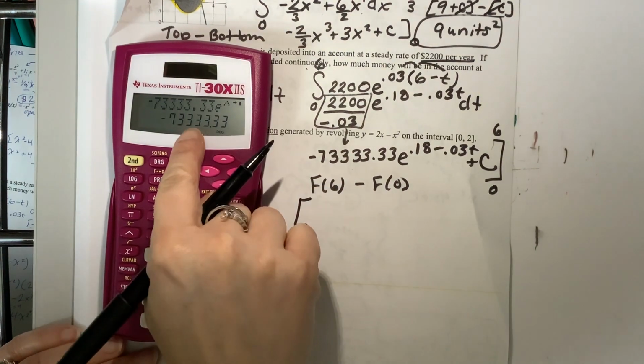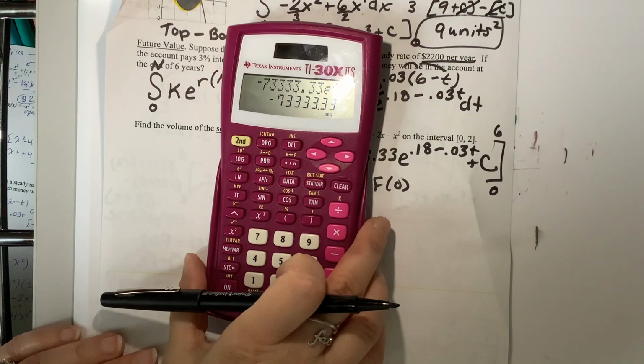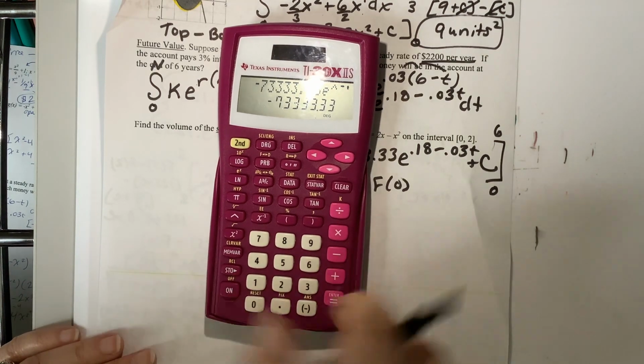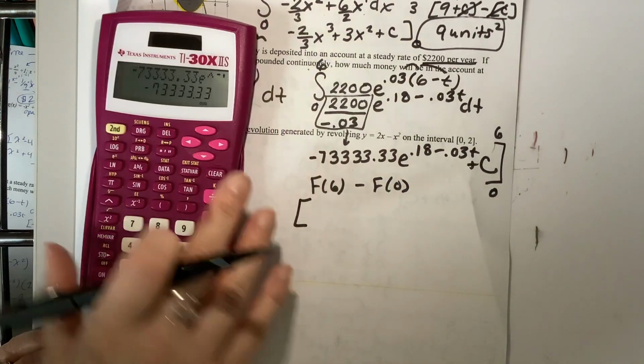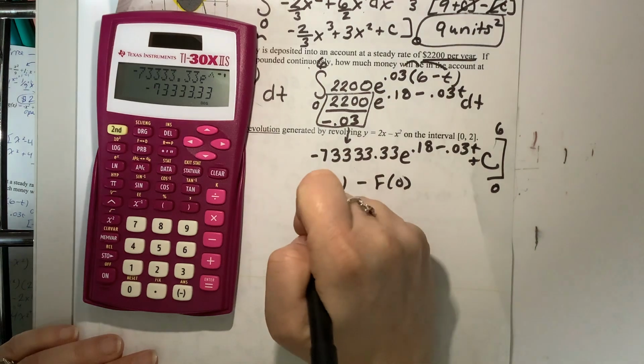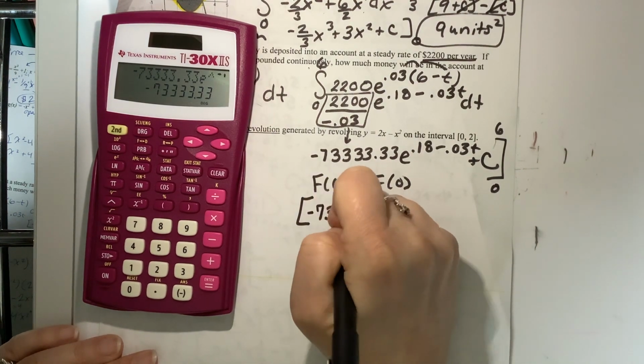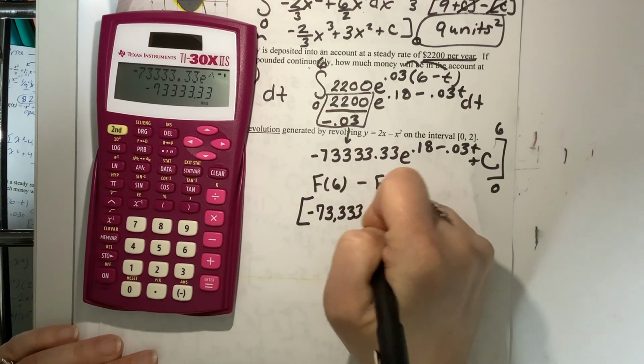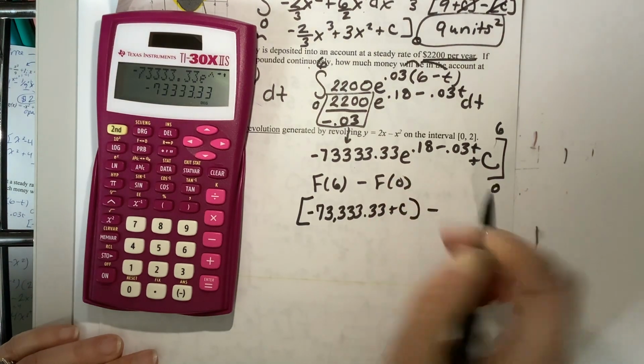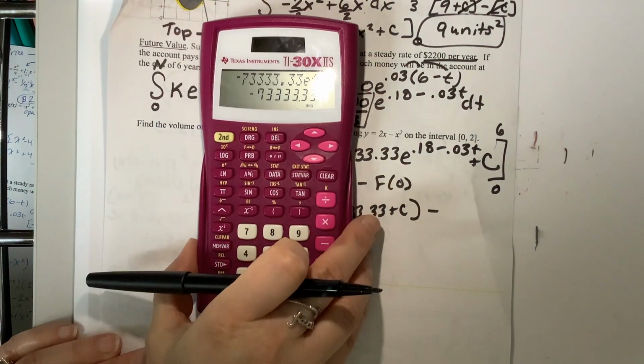And remember from yesterday, what happens is you end up with that number. When you fill in the amount of time, you do get the value that you started with. Okay, that is right. Negative $73,333.33 plus C. Now we change the 6 to a 0.